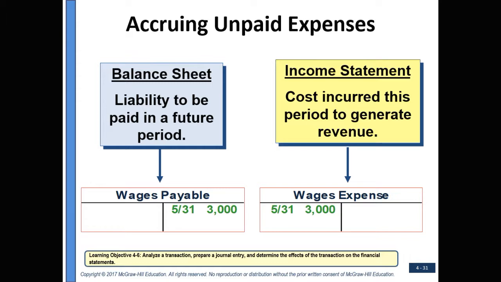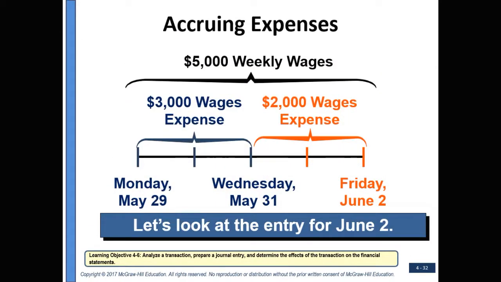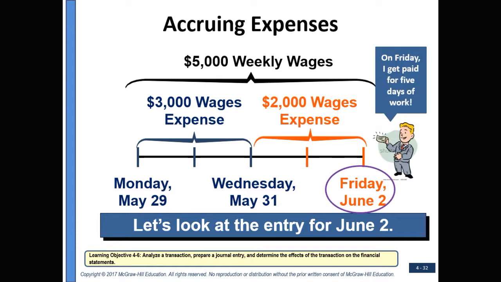Now, what happens after that? On June 2nd, employees will be paid for the entire week's wages of $5,000. It's important to understand how an entry for the actual fulfillment will occur as well.